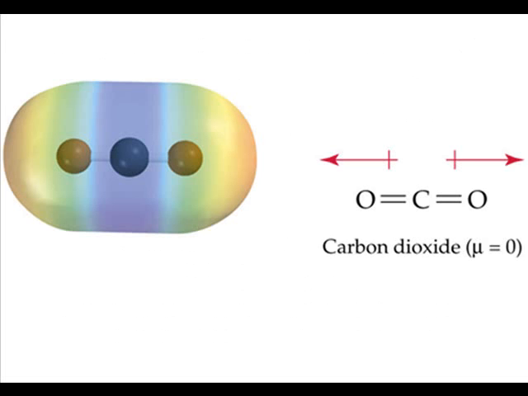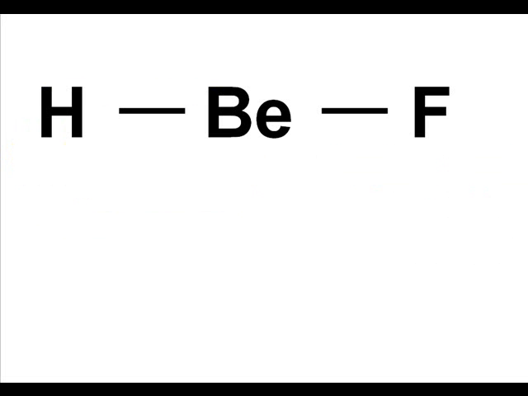Here is another example of this. Notice that the two oxygens have a greater pull on the electron cloud of the carbon. Therefore, we have two dipole bonds. But because the geometry is in opposite directions, it's nonpolar.